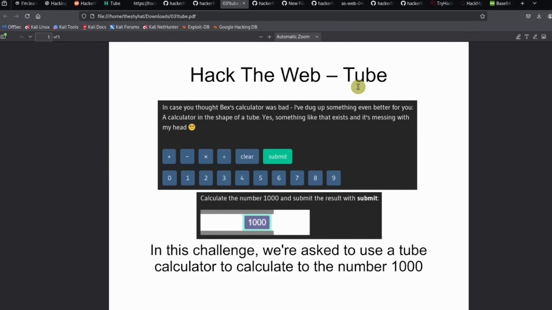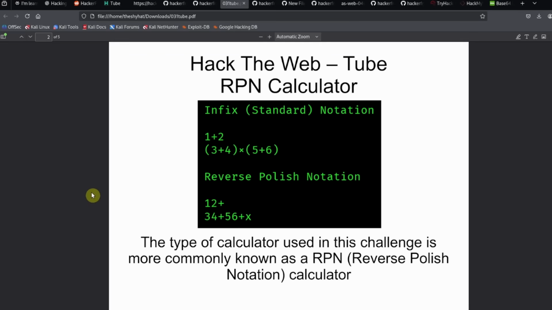So this is Hack the Web Tube. In this challenge, we're asked to use a tube calculator to calculate the number 1000. So what we're dealing with here is something called an RPN calculator. The type of calculator that's used in this challenge is more commonly known as RPN. So RPN stands for Reverse Polish Notation Calculator.